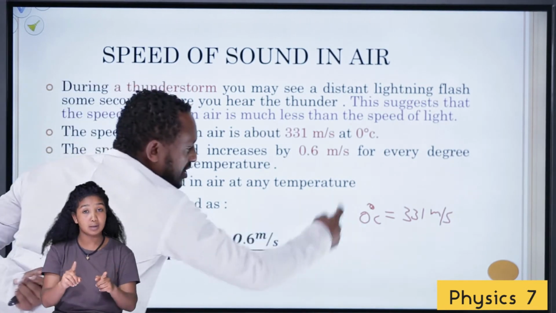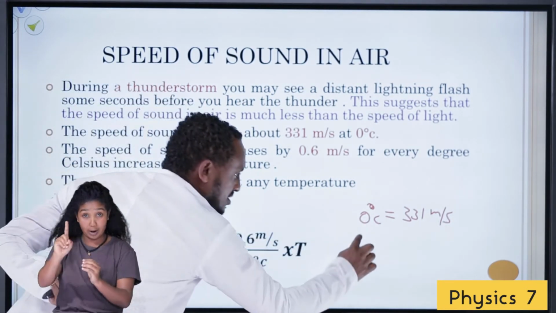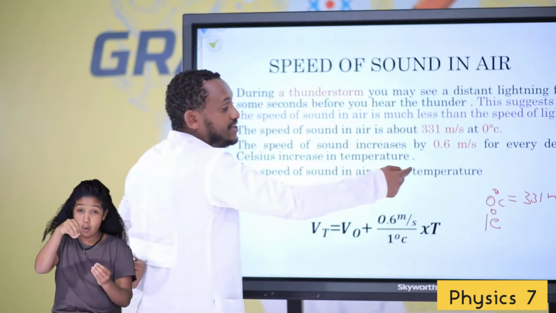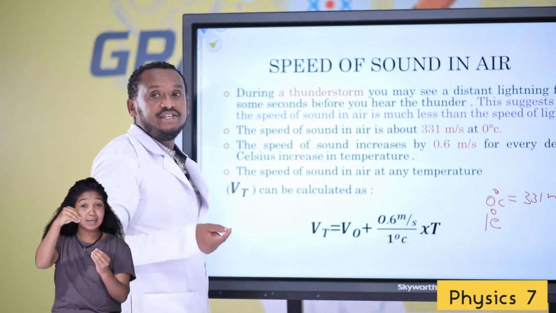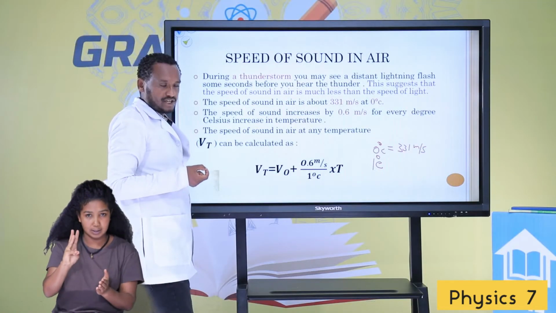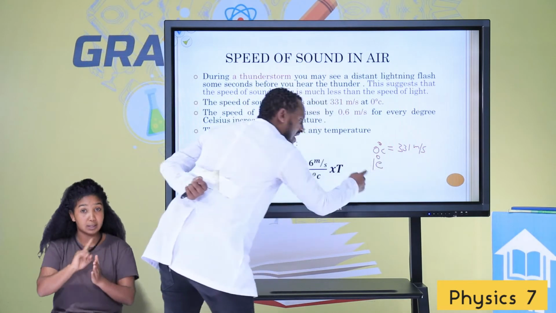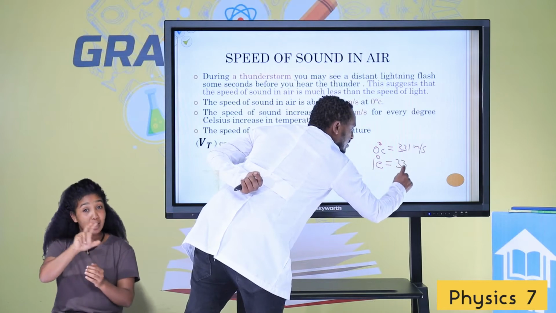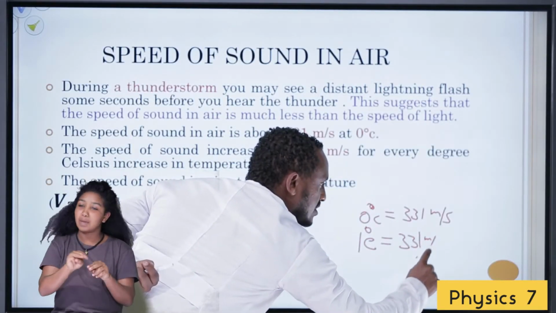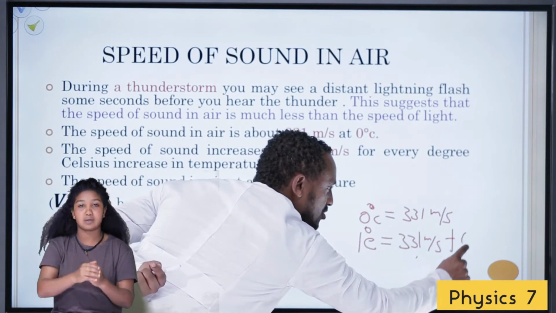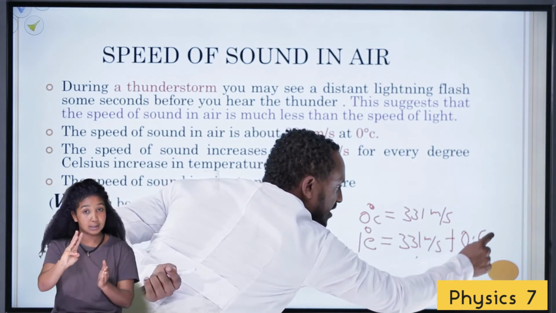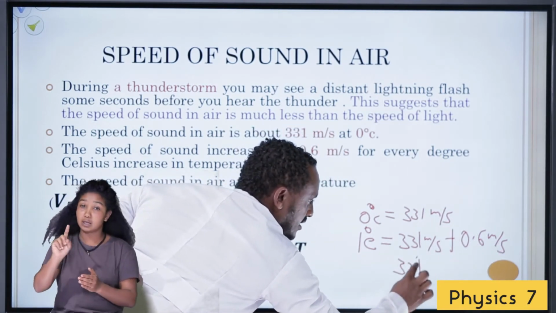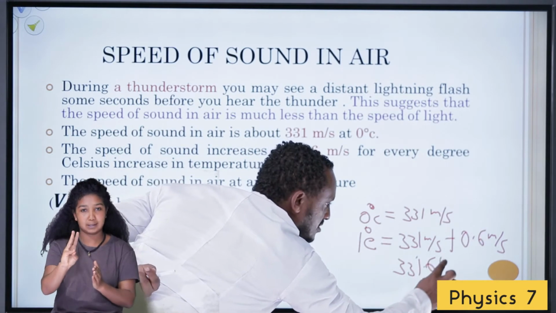When the temperature is increased by 1 degree Celsius, the speed of sound increases by 0.6 meter per second. That is, at 1 degree centigrade, the speed of sound is 331 meters per second plus 0.6 meter per second, that is 331.6 meters per second.